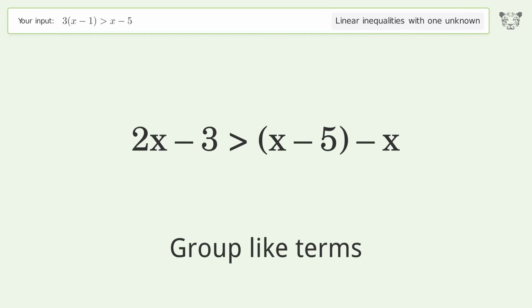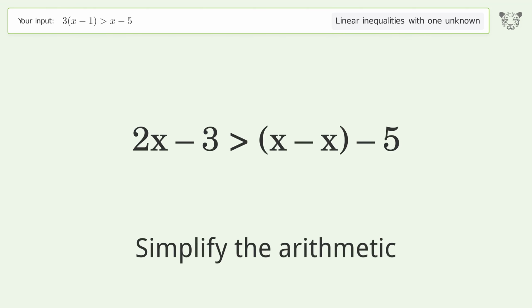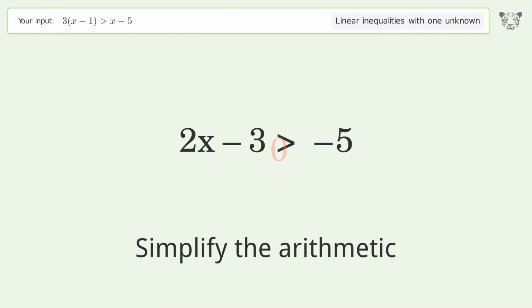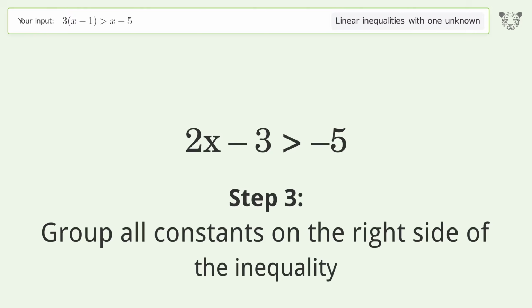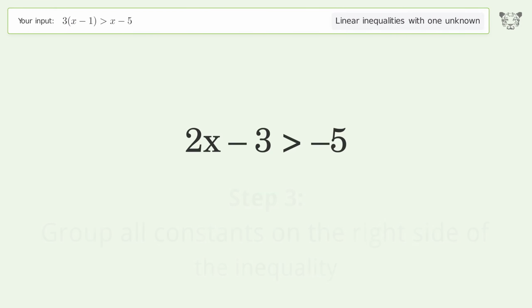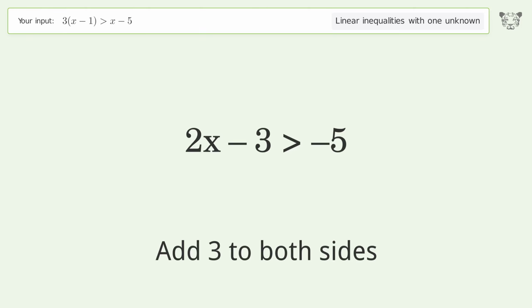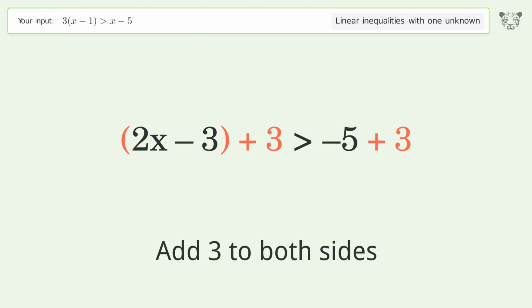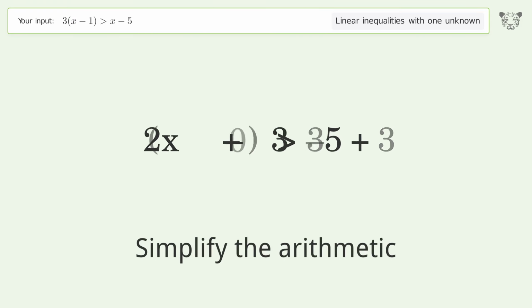Group like terms. Simplify the arithmetic. Group all constants on the right side of the inequality. Add 3 to both sides. Simplify the arithmetic.